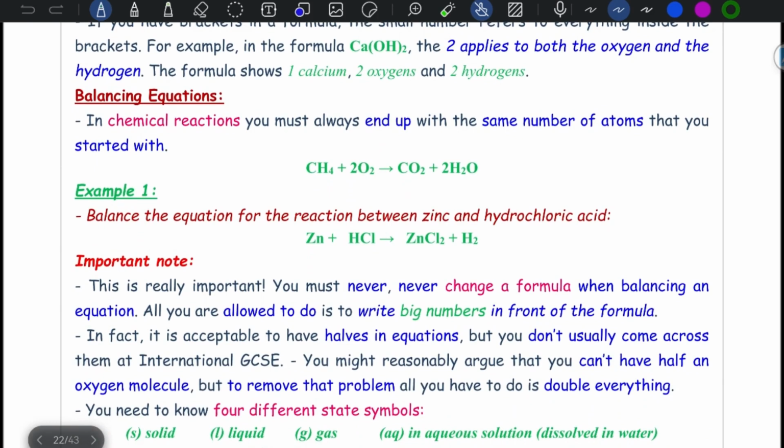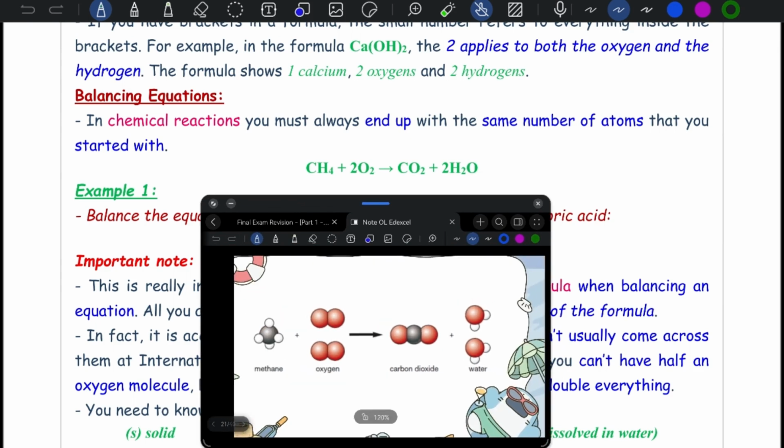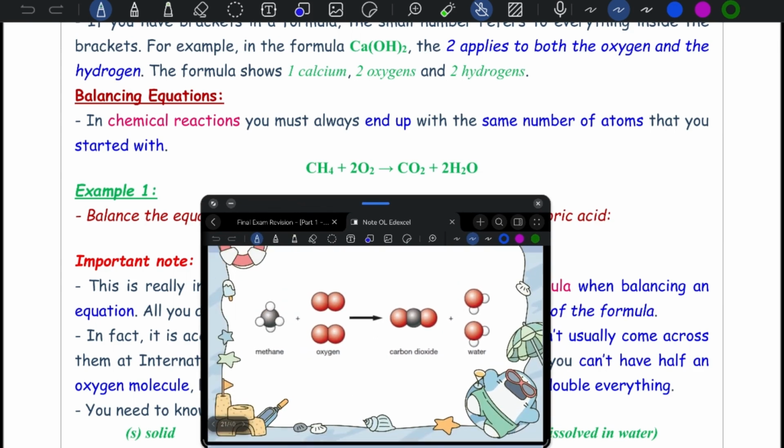When we talk about balancing a chemical equation, in chemical reactions, you must always end up with the same number of atoms that you started with. Check this example: CH4 plus 2O2 gives CO2 plus 2H2O. If we check this image, as you can see, methane CH4 reacted with 2 oxygen molecules to give 1 molecule of carbon dioxide and 2 molecules of water.